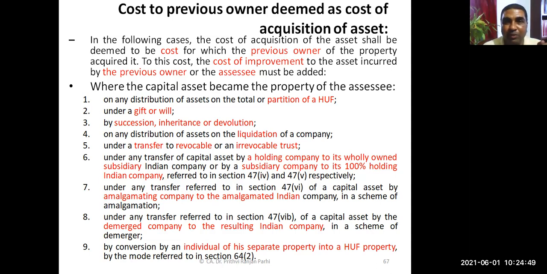The cost at which the previous owner of the property has acquired it shall be taken as the cost of acquisition. And once you know the cost of acquisition, cost of improvements will be added, and finally that will be done. In which situation will cost to the previous owner be taken? You see this. When an asset has been acquired by way of distribution in the event of total or partial partition of the HUF. Let's say the HUF is partitioned and assets are distributed. In that case, let us say one of the members of the HUF got an asset.